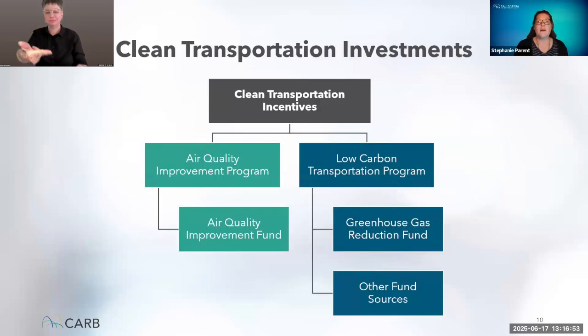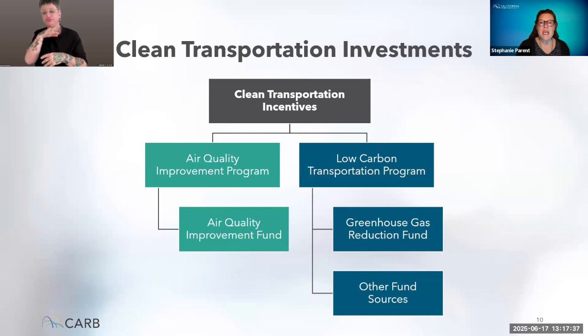The funding plan for clean transportation incentives covers projects under the Air Quality Improvement Program and the Low Carbon Transportation Program. The Air Quality Improvement Program, or AQIP, was created in 2007 and has served as the foundation for the Low Carbon Transportation Program. AQIP is funded by smog abatement and vehicle registration fees that are deposited into the Air Pollution Control Fund, or APCF. This program focuses on zero-emission, heavy-duty projects that reduce criteria pollutants and air toxics.